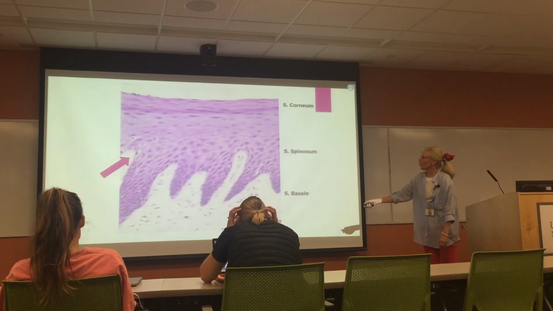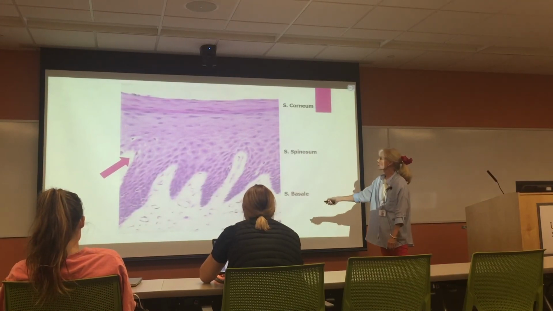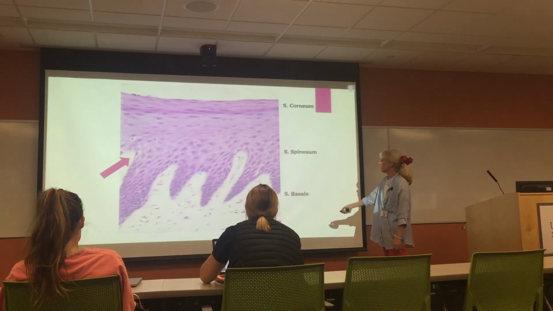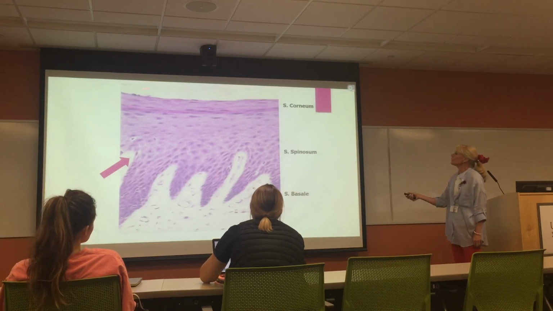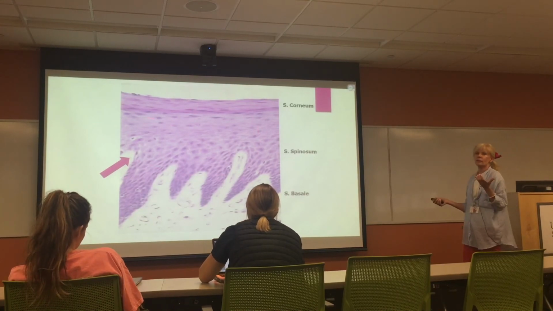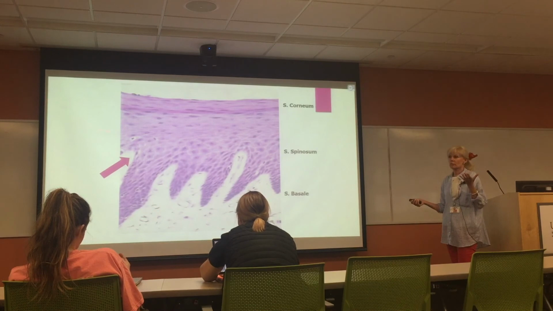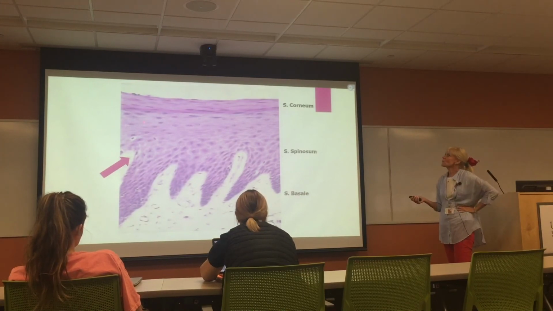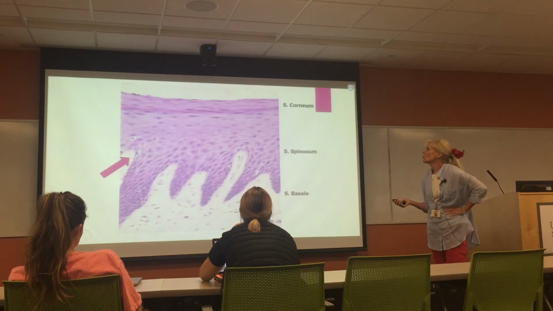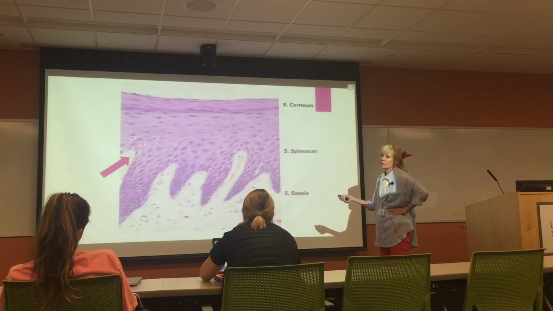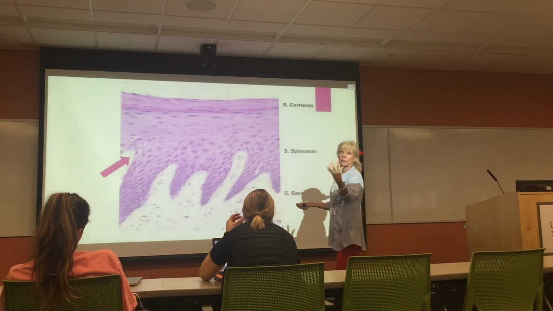What are these little areas called? Yeah, the rete pegs are actually the epithelium. This is just the papilla area. And what type of epithelium would this be? First of all, you want to decide if it's keratinized or non-keratinized. Would you have these deep rete pegs probably in non-keratinized? Because they want to hold that into the lamina propria.